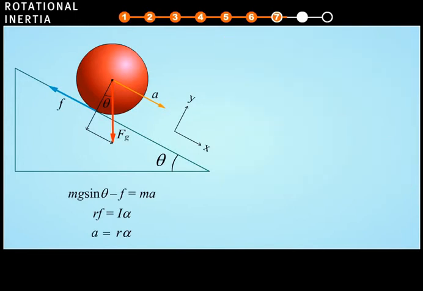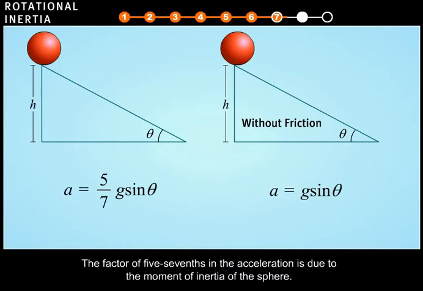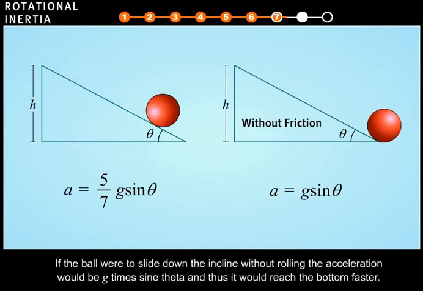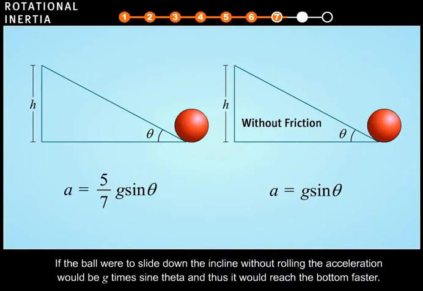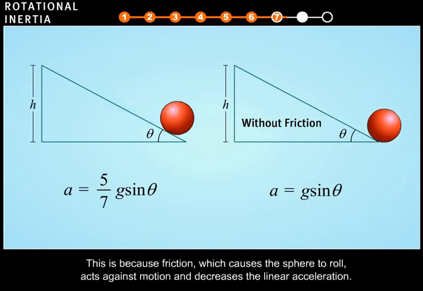Now, given the moment of inertia of a sphere, what is the acceleration? Correct. The factor of 5/7 in the acceleration is due to the moment of inertia of the sphere. If the ball were to slide down the incline without rolling, the acceleration would be g times sine theta, and thus it would reach the bottom faster. This is because friction, which causes the sphere to roll, acts against motion and decreases the linear acceleration.